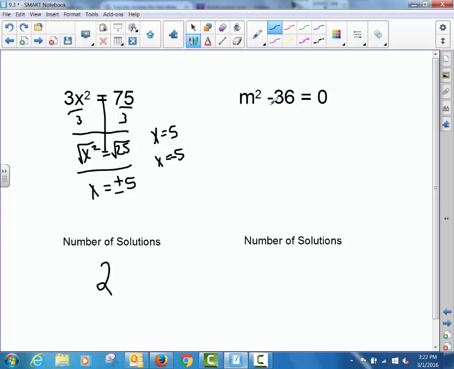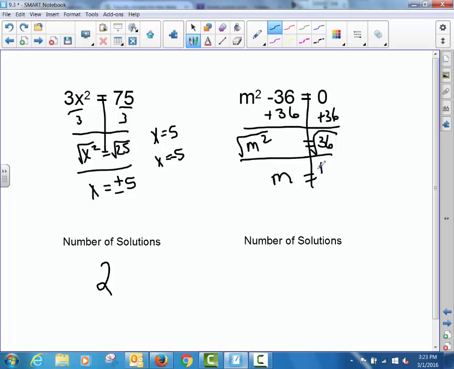Over here we've got m squared minus 36 equals 0. The first step we take on this one is add 36 to both sides. So we add 36 to both sides of the equation. Then we bring down the m squared equals 36. We take the square root of both sides, and that leaves us with m equals plus or minus 6. So m equals 6 and m equals negative 6. And once again we have two solutions.